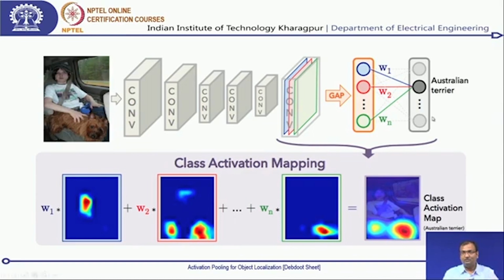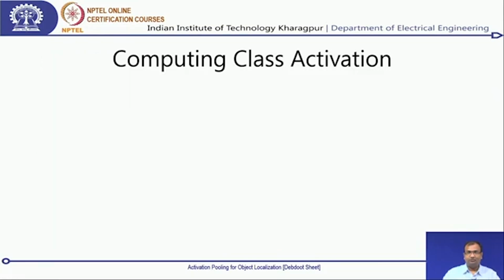As over here it was Australian Terrier, so it was an easy and straightforward way of getting it out. If you had seat belt or boy or something over there, you would definitely get a different weightage coefficient over all of these activation channels, and that would impact your final activation coming up. Now, let us get into the math of trying to solve it.